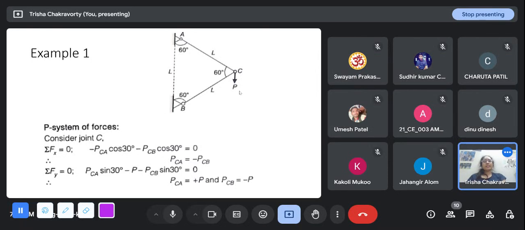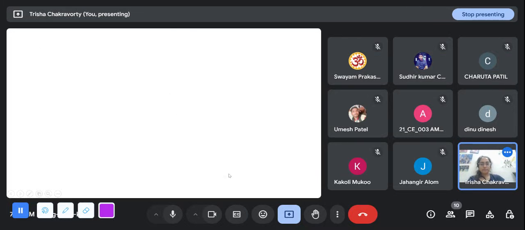we get PCA has a sine 30 component upwards, because as we saw last time, we are just assuming the forces away from the joint. We are assuming it to be tension, so we are assuming the arrows pointing away from the joints. So this force along this direction has an upward component, which is PCA sine 30 degree. And the downward things are, there's this load P acting in the downward direction, and PCB sine 30 degree acting downward. So both these are minus. From these two we solve that PCA is plus P, so tension, and PCB is under compression of P.